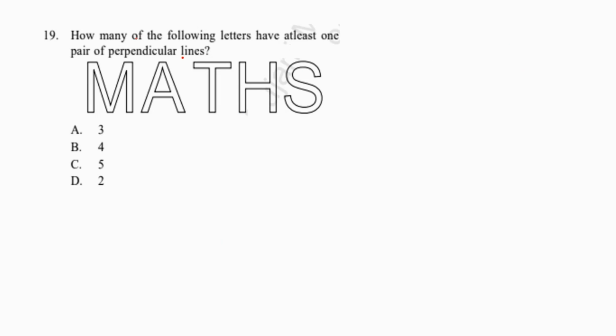Next, question number 19. How many of the following letters have at least one pair of perpendicular lines? A perpendicular line is one which intersects at 90 degrees. So over here, M has a perpendicular, yes, over here and here. So at least one is required. A does not have, T again has, H also has, S does not have. So there are 3 alphabets, M, T, and H, with perpendicular lines.